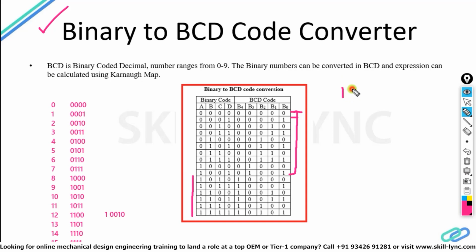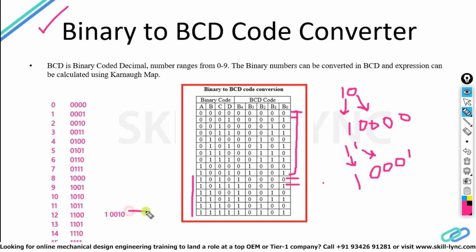Now 10. For 10, write down the first MSB as such, and put 0 in the 4 bits, so it is 1 0000. You can see it this way. Now 1011 means 11. For 11, you can write 1 as the MSB as such, and the group of 4 bits you can write as 0001. See this thing. 12 I have shown over here.